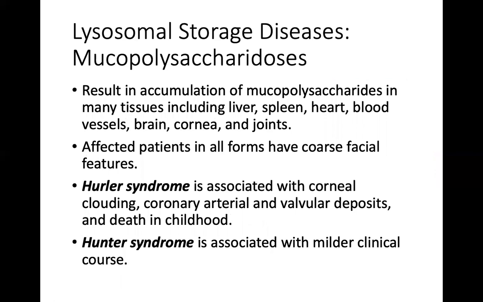Okay, and remember also that there is strong association of Gaucher disease and Parkinson's disease. Okay, next is your mucopolysaccharidosis, another example of your lysosomal storage diseases. So again, this results in accumulation of mucopolysaccharides in many tissues. So almost all of the tissues, no? Pwede sa liver, spleen, heart, blood vessels, brain, cornea, and joints.